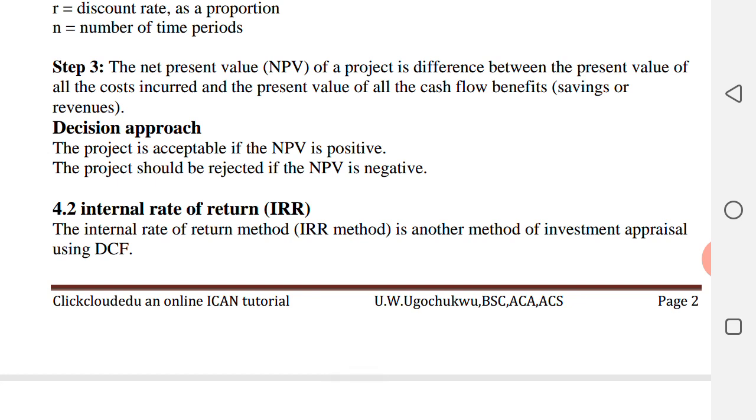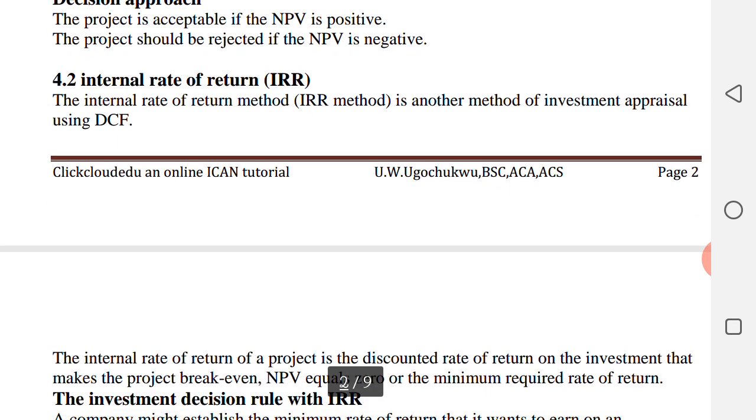Now how do we take a decision under NPV? The project is acceptable if the NPV is positive. If the NPV is positive, you accept the project, while if the NPV is negative, we reject the project.